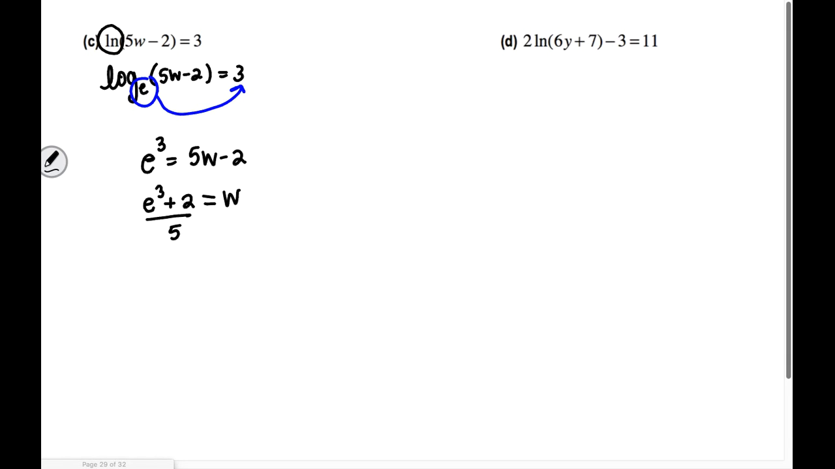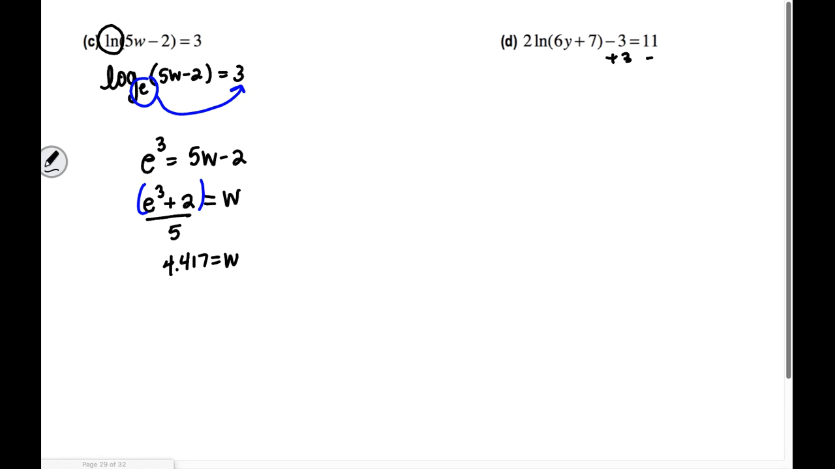So let's find what that is. I'm going to find e cubed. I'm going to do plus 2. I would probably hit enter now, and then take that result and divide by 5. So that way you don't have to put parentheses in. If you put it in all together, you'll need parentheses right there with the e cubed plus 2. So you should get 4.417 equals w. Okay, making sense?